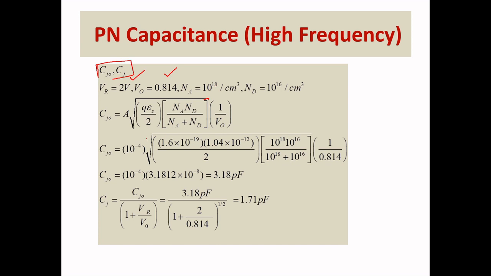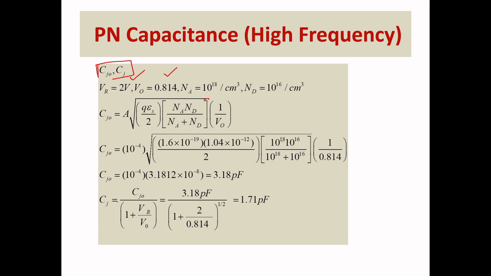The area you consider as 10 to the power minus 4; it will be given in the problem. Square root of the charge: I have taken 1.6 into 10 to the power minus 19 and epsilon_S value 1.04 into 10 to the power minus 12, the predetermined value, divided by 2. Then I substituted Na and Nd divided by Na plus Nd into 1 divided by V0. It gives the zero bias capacitance of 3.18 picofarad.